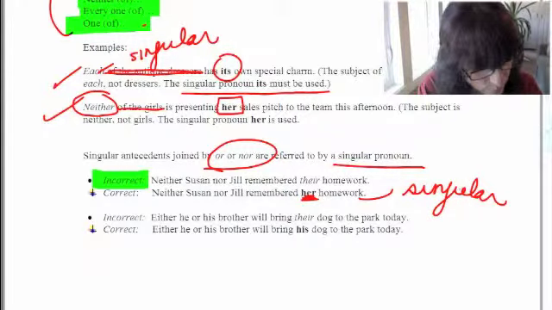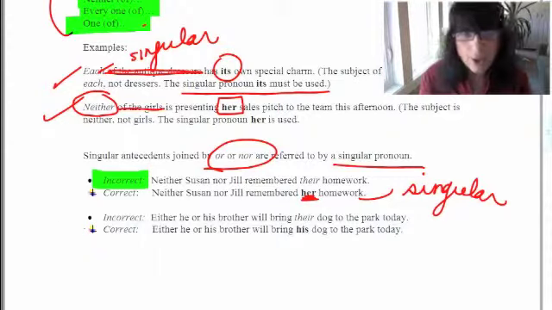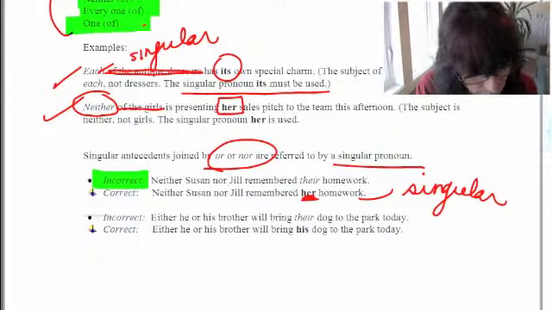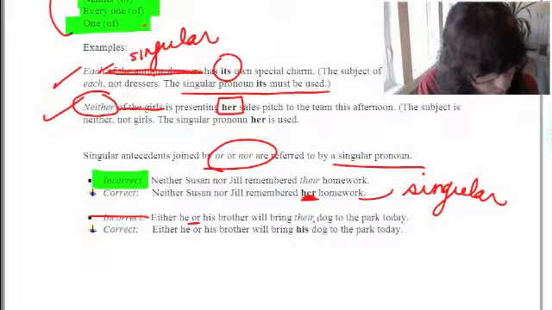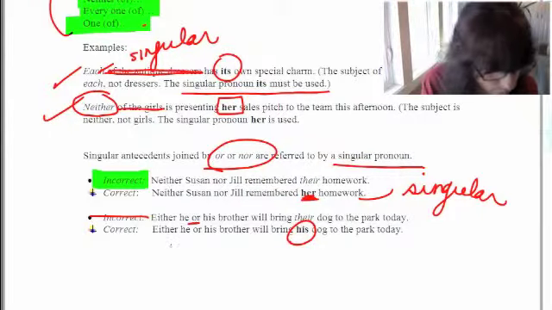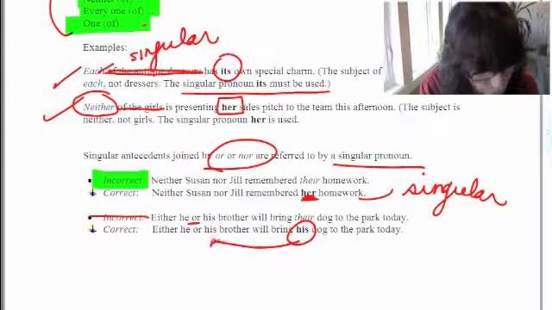It's one or the other. Or in this case, neither one. Not one and not the other. So it's singular. Again, this is incorrect: Either he or his brother will bring their dog to the park today. Either or is singular here. And will bring their dog, you'd have to say will bring his dog, because it's one or the other. So either or, it's singular, and you'd say his.